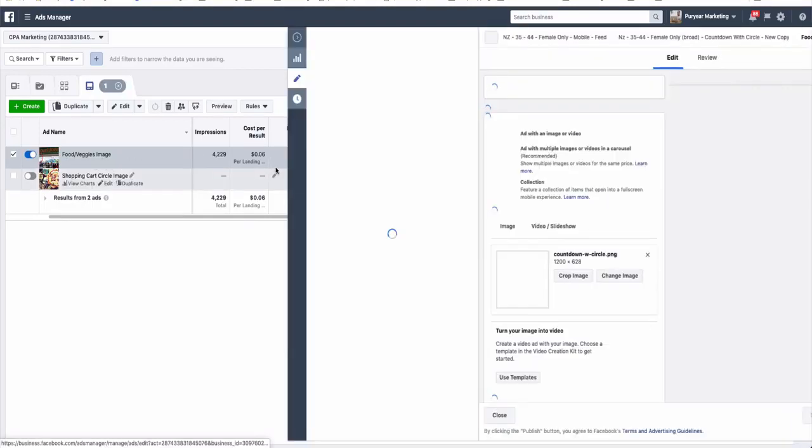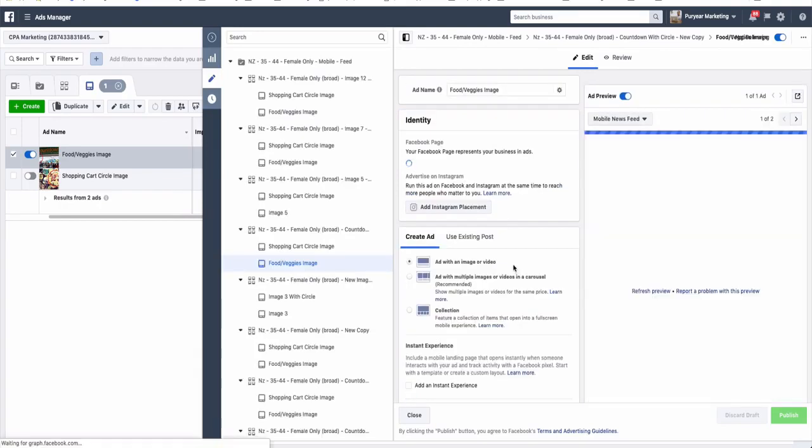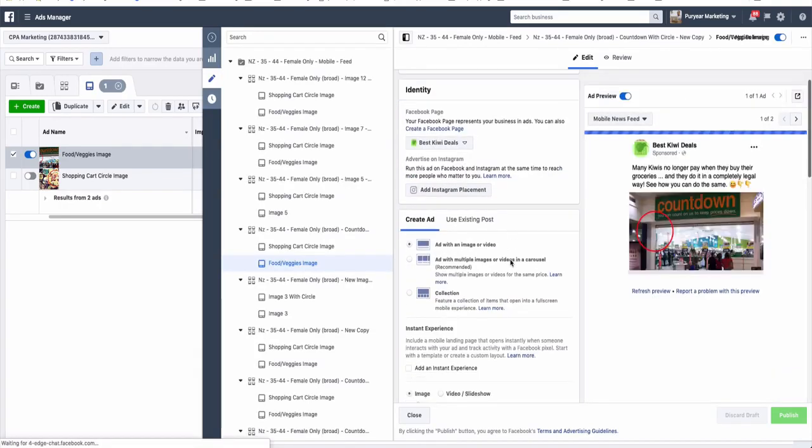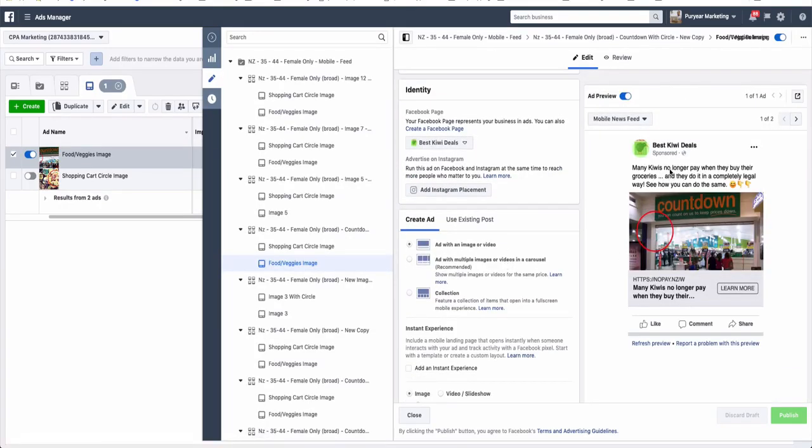So let's actually edit this ad, and I can give you guys a little insider scoop on how this ad looked. Very simple, right? Mini Kiwis, referencing people from New Zealand. Mini Kiwis no longer pay when they buy their groceries, and they do it in a completely legal way. See how? And you can do the same. And then this red circle is just to stop them in their tracks while they're on Facebook. And then this image here, it's just a store that's in New Zealand. It's pretty simple. And then this link leads back to the ClickFunnels page.